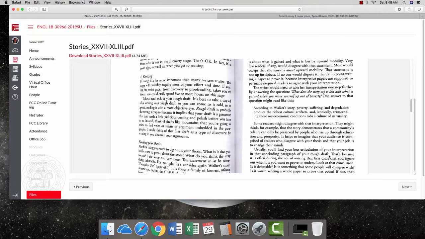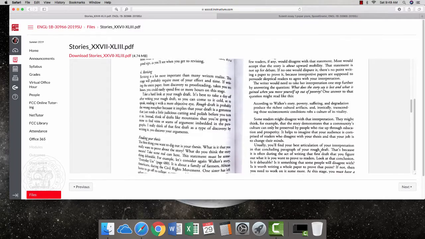Rough draft is probably the wrong metaphor because it implies that your draft is a gemstone that just needs a little judicious cutting and polish before you turn it in. Instead, think of drafts like mountains that you're going to mine to find veins or seams of argument embedded in the paragraphs. I really think of that first draft as a type of discovery. By writing it, you discover your arguments.